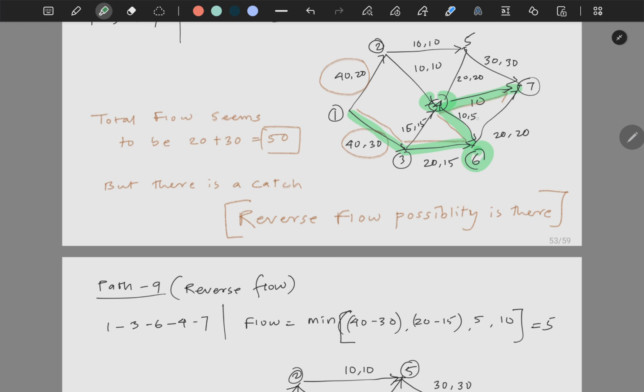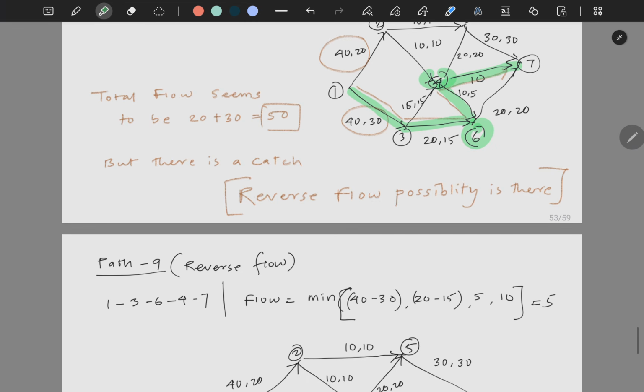Once I solve this, you will find that it might feel intriguing to you how a liquid is flowing in the reverse direction. But that is one case which is possible, and once you solve it, you will see that okay, this was totally okay. So let's consider this path as well. So that is 1, 3, 6, 4 and 7.